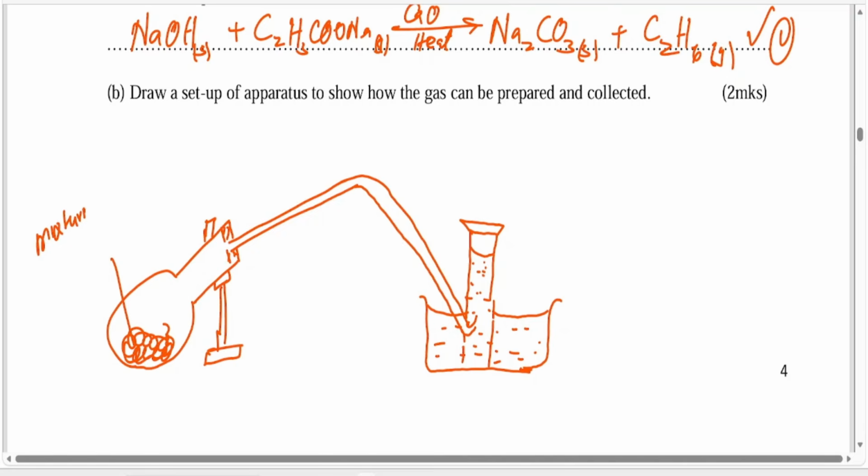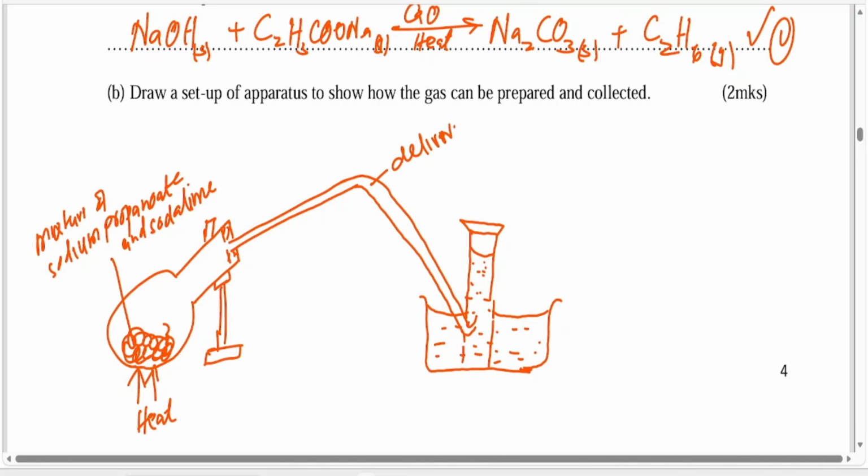It is a mixture of sodium propanoate and soda lime. Then we have the delivery tube. Then my gas, ethane, is collected at this point over water.